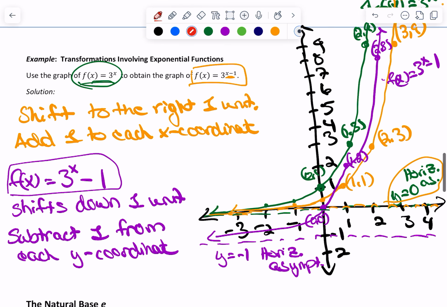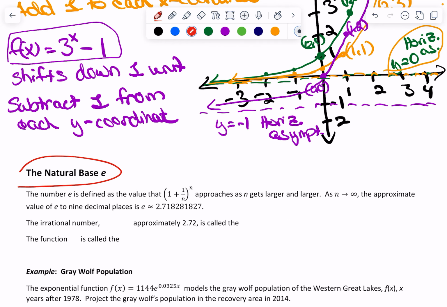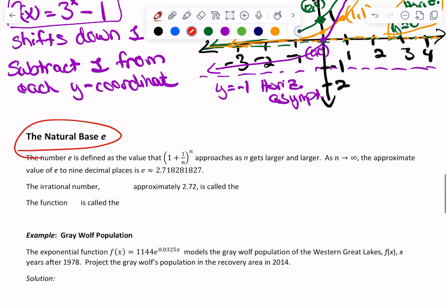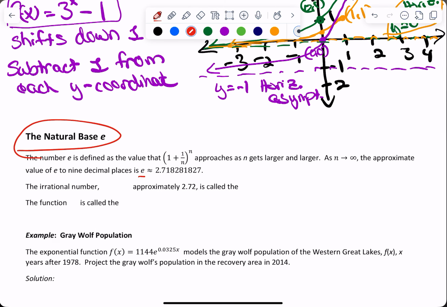Okay, next we're going to look at what's called the natural base. The number e is defined as the value that 1 plus 1 over n to the power of n approaches as n gets larger and larger. So as n approaches infinity, the approximate value of e to 9 places looks like this.